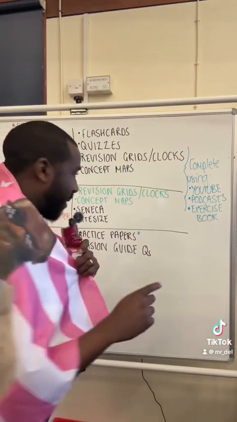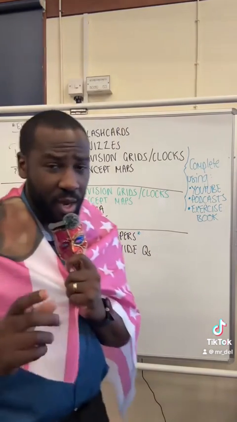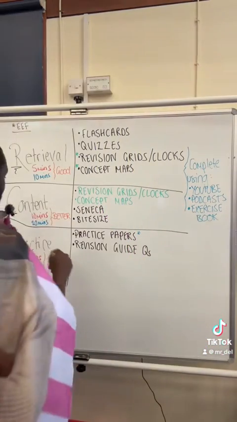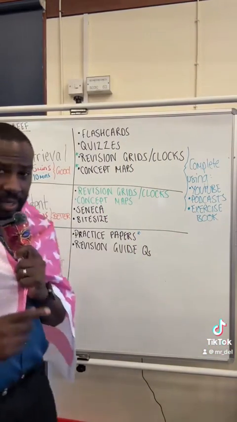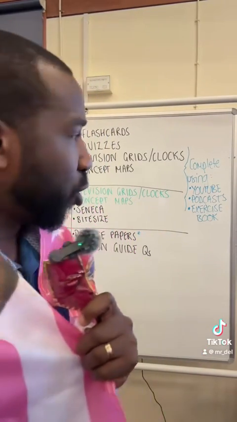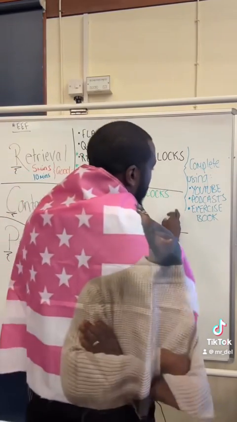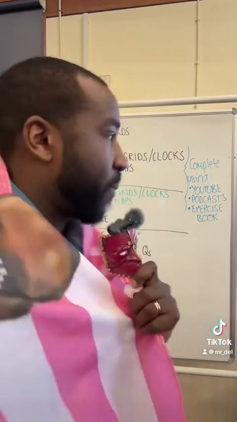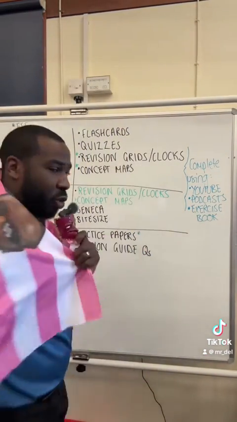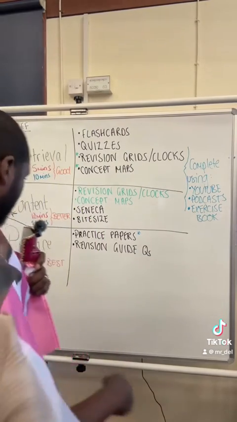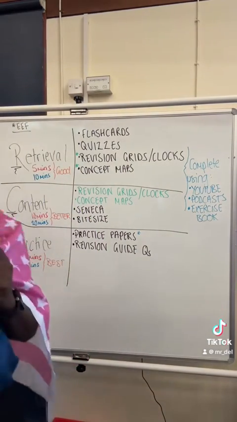Here's how you want to break it down. The first 5 minutes, if you're doing half an hour, for retrieval. If it's an hour, 10 minutes. For content, you then revise for 10 minutes, or 20 minutes if you want to give yourself more time. That will probably be a bit more useful, especially if you're using the likes of YouTube or podcasts to help supplement your revision grids or your concept maps. The last one, when it comes to practice, if you're doing half an hour, 15 minutes, that's it.